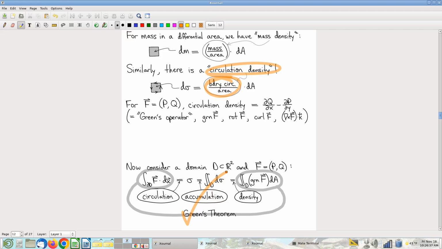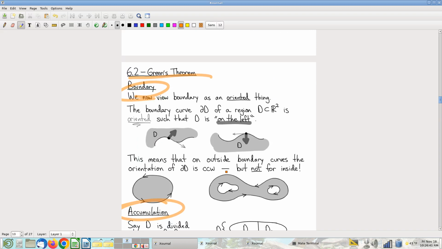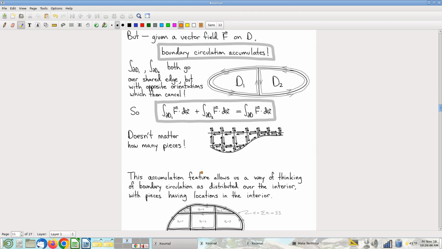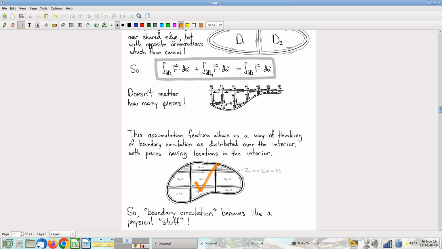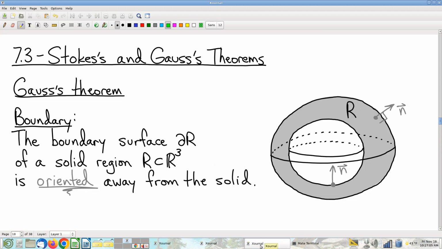So I'm going to be following that same sort of roadmap to do Gauss's theorem. We're going to first talk about boundaries. Then we're going to talk about accumulation. I'm going to make the observations about boundary quantities having interior locations, which is, again, a little spooky, a little sort of like, but that, are you sure? That seems wrong, right? And then we'll talk about a density and write a theorem. So here we go. Same process. Starting off, Gauss's theorem. Starting off talking about boundaries.